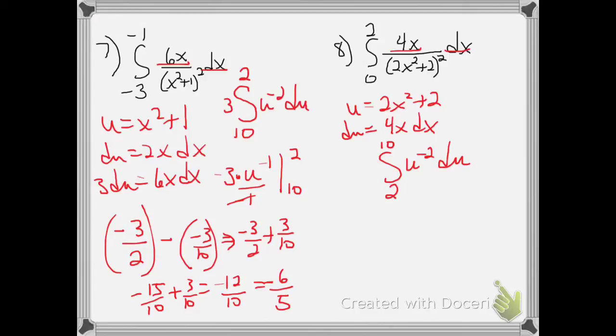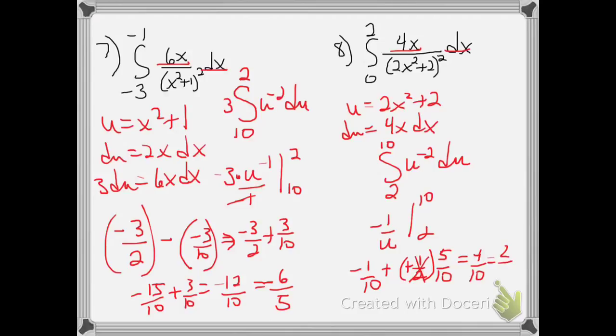Now I integrate, and I'm going to end up with negative 1 over u. Plug in 10, negative 1/10 minus negative 1/2, which will turn that into plus. Make this a common denominator of 10, so that'll be 5 tenths. I add these and I get 4 tenths, which is 2 fifths.